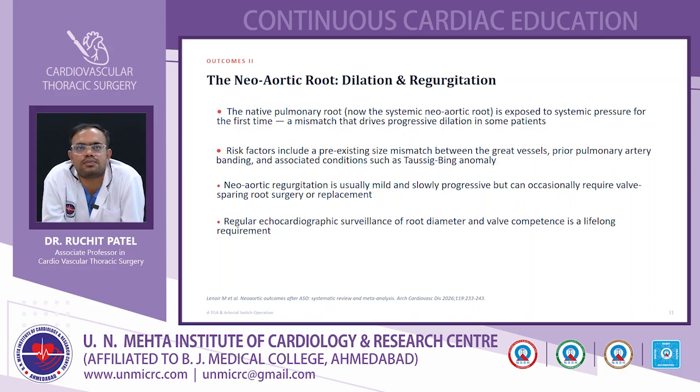The risk factors are any pre-existing size mismatch between the great vessels, any pulmonary artery banding done, augmentation with a pericardial patch, or any associated condition like Taussig-Bing. Usually over 5-10 years this regurgitation develops, but it is usually mild and slowly progressive. Occasionally it requires valve-sparing root surgery or replacement, particularly in the 2nd and 3rd decade of life. So regular echo surveillance is required, measuring root diameter and valve competency. It is lifelong surveillance in these cases.